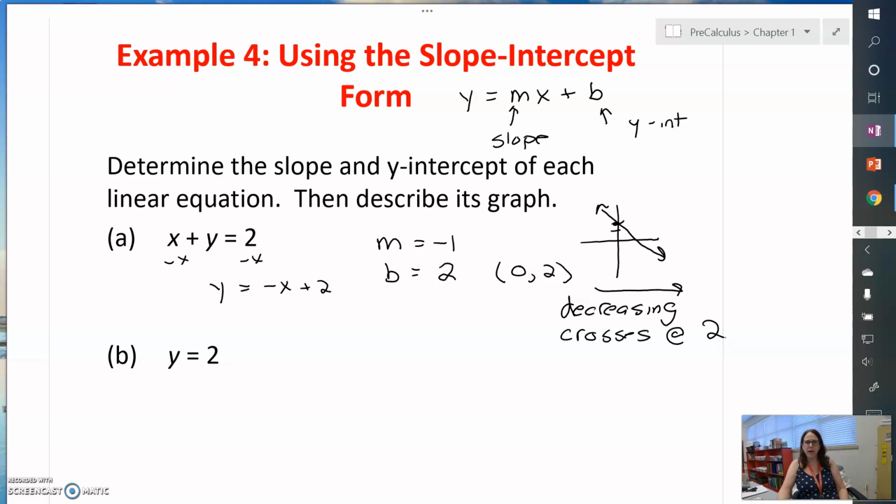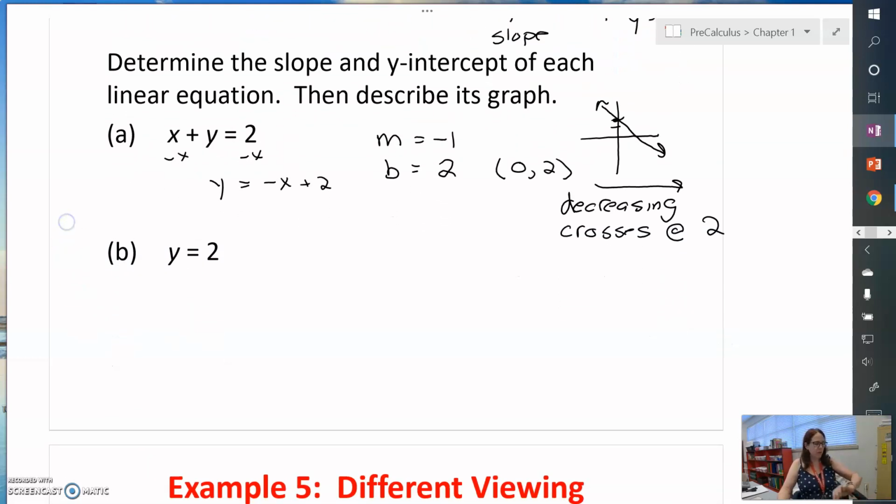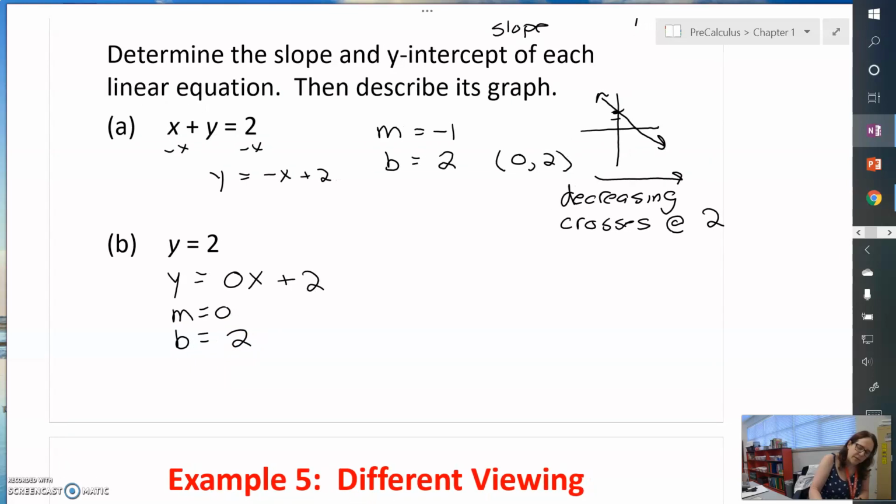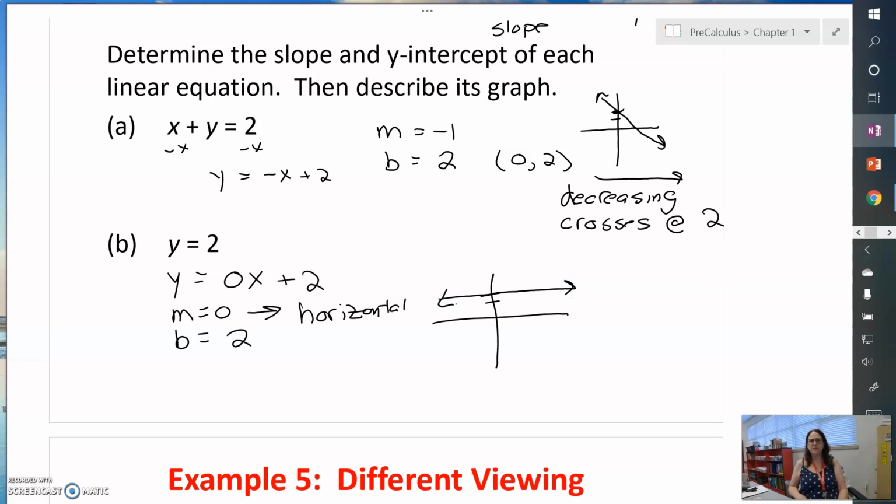Now my next one is y equals 2. If you put this in slope-intercept form, it looks something like this: y equals 0x plus 2, which means its slope is 0, and the y-intercept is 2. So a 0 slope means that this is horizontal. A sketch of this graph looks like that. So the description of this line is a horizontal line that crosses the y-axis at 2.